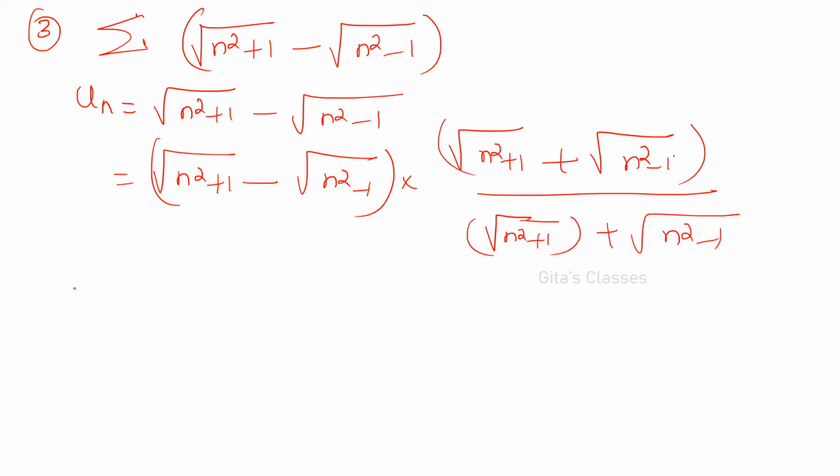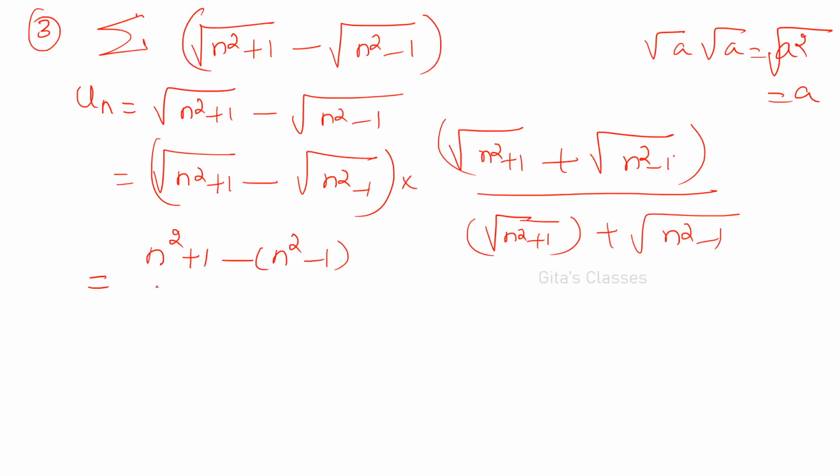Now a minus b into a plus b is a squared minus b squared. So a squared, root of n squared plus 1 squared, it will become n squared plus 1. It will come out of the square root, that is root of a into root of a is a. Actually root of a squared, therefore it is becoming a. That's how we are writing here also: n squared plus 1 minus of n squared minus 1. Don't forget this bracket, otherwise everything will go wrong. Divided by root of n squared plus 1 plus root of n squared minus 1. Now this n squared and n squared will get cancelled. This will become plus 1.